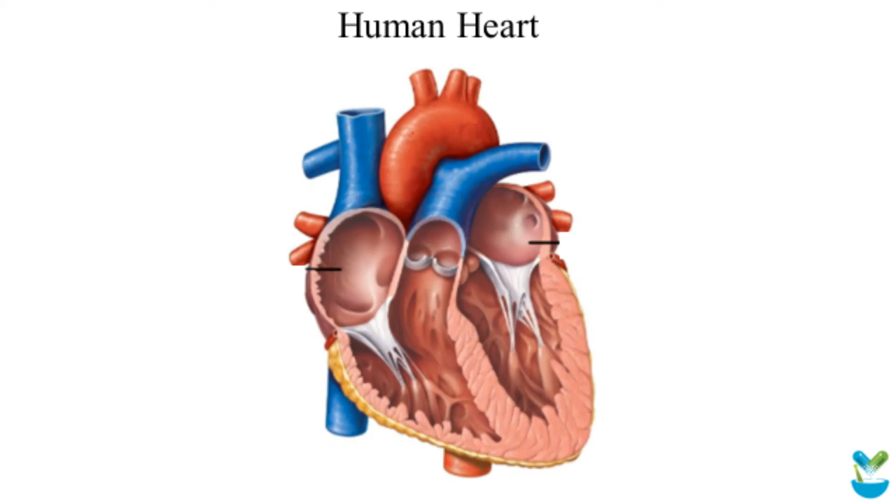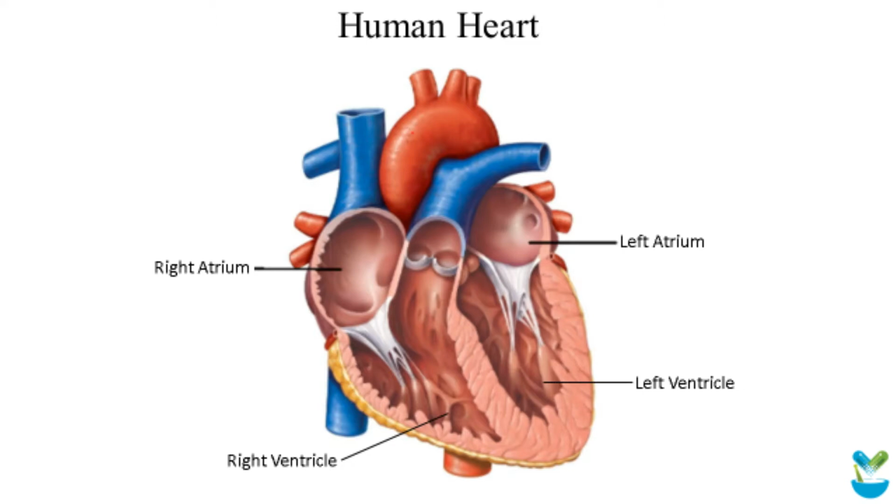This is the human heart, which is present in the chest cavity, enclosed by the rib cage, between the lungs and slightly towards the left side of your body. The upper two chambers are right atrium and the left atrium, which are smaller as compared to the lower chambers, right ventricle and the left ventricle.